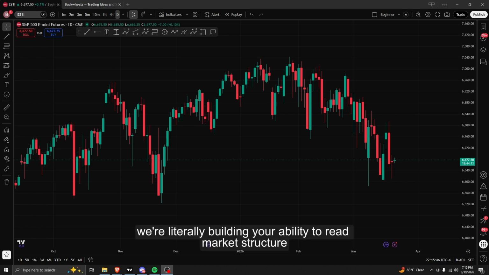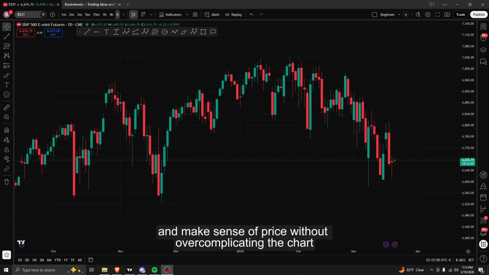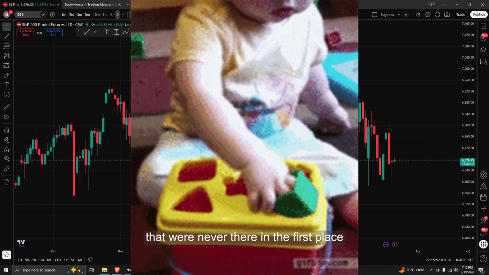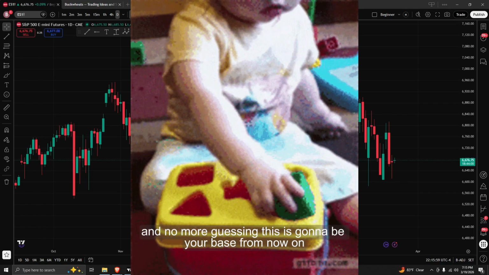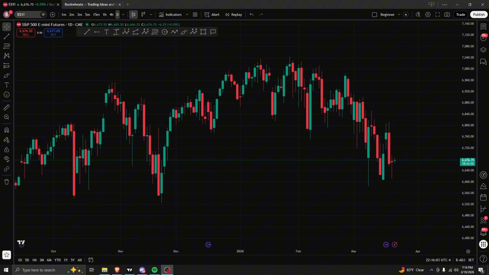We're literally building your ability to read market structure, understand session behavior, and make sense of price without overcomplicating the chart. Because if you can't read context, you're just going to keep forcing setups that were never there in the first place. And no more guessing. This is going to be your base from now on.